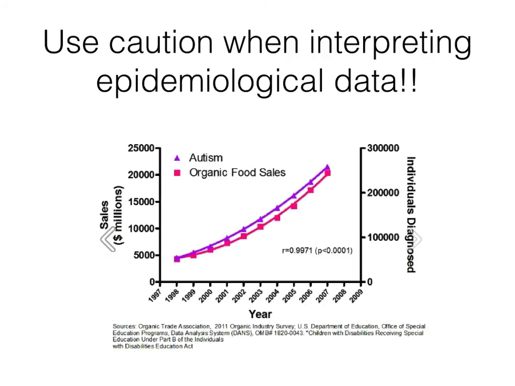The last comment I want to make about epidemiology is that we all need to be careful when evaluating epidemiological data. Just because two things are associated does not mean that one thing causes the other. In this graph, you can see that the rates of the developmental disorder autism correlate nicely with the sales of organic food. Does this mean that organic food causes autism? Probably not. This is a great example of how correlation does not mean causation. Epidemiology can be essential in highlighting relationships, but often more study is required to prove that one factor causes another.